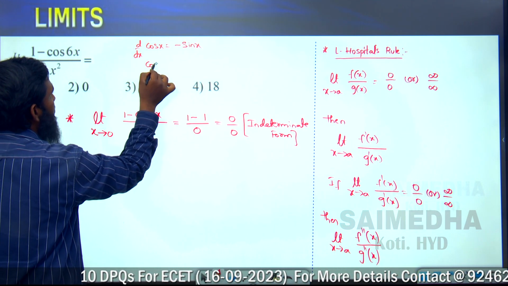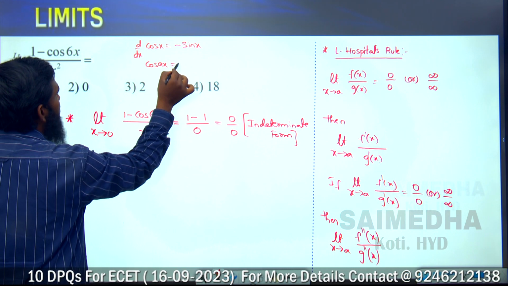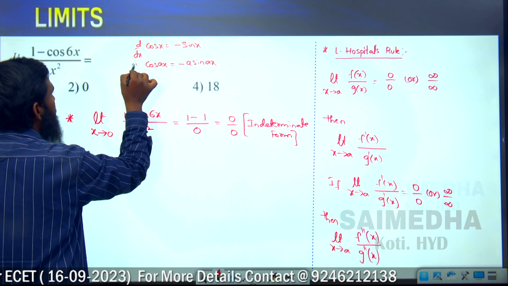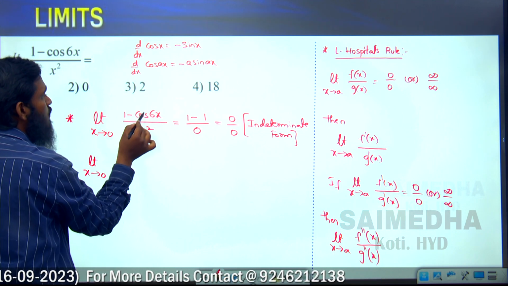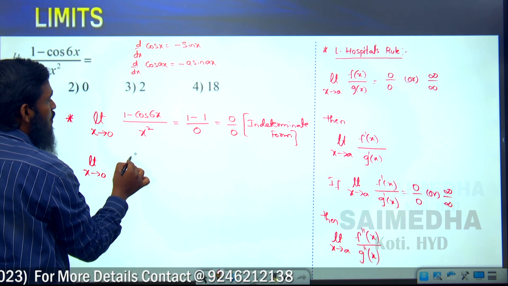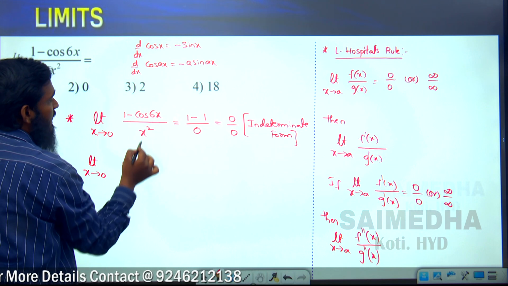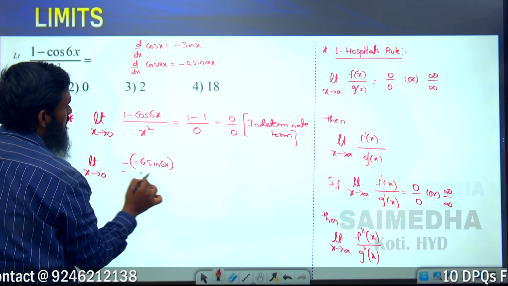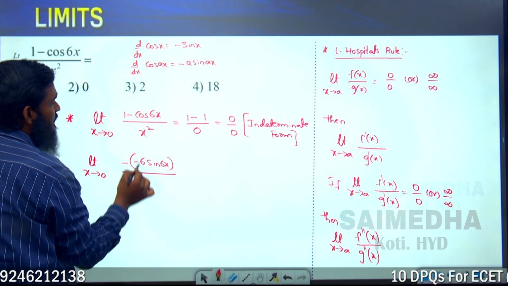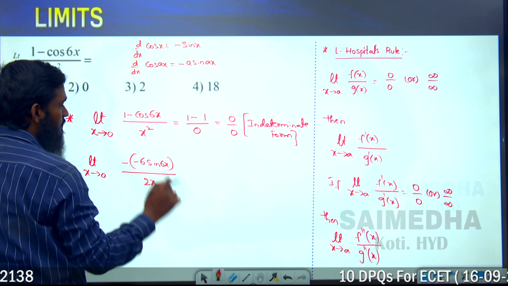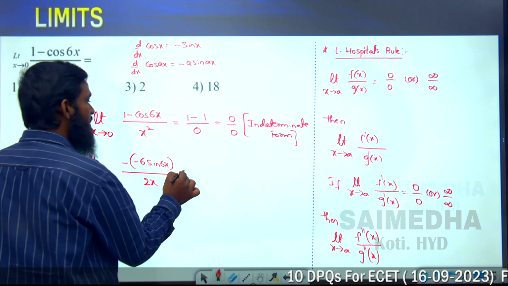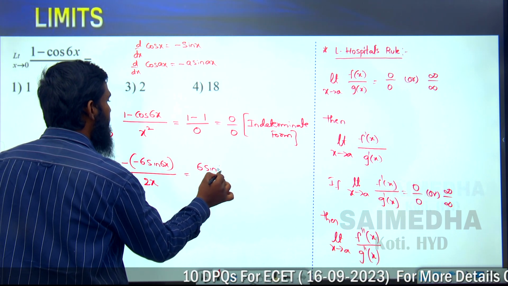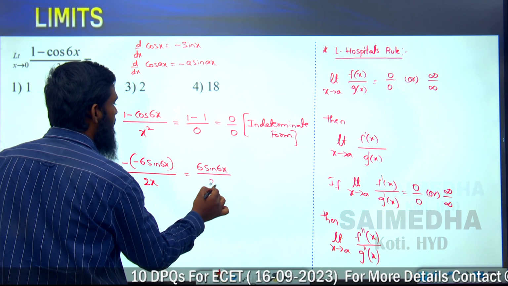Similarly, d by dx of cos ax is equal to minus a sin ax. Okay, this is the formula we have for this part. So over here also we have cos ax. Cos ax, what can we write? Minus a, that is 6 sin 6x. Okay, now divided by x square. D by dx of x square is what? 2x. Okay, this part we have taken over here. Now let us see what answer we are getting. Minus into minus is plus, 6 sin 6x divided by 2x.